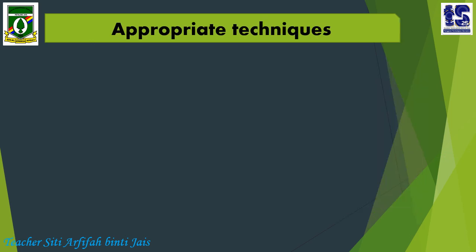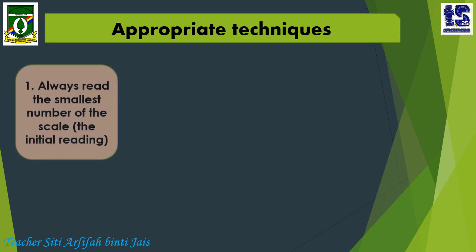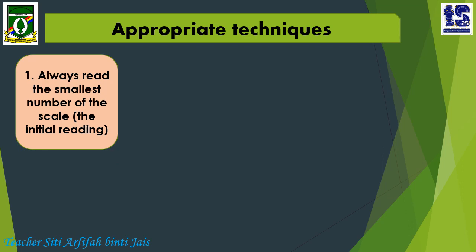And to carry out a measurement, you must apply appropriate techniques. What are they? First, you must always read the smallest number of the scale, or we call it the initial reading. For example, if you want to measure the length of a pencil and your ruler is already broken, please look at the smallest number. If the smallest number is 3, then you must measure from 3.